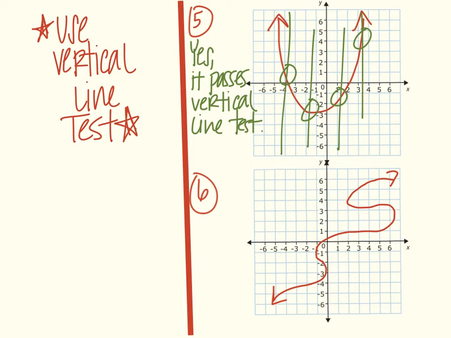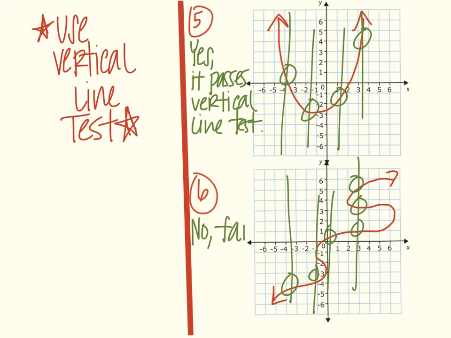Let's try number 6. Uh-oh, look right there. That crossed 3 times, so no, fails vertical line test. So again, each vertical line that you draw should only have one circle on it. So if you look here, only one circle. If you look here, we have 1, 2, 3 circles. That's why number 6 fails, because the x value, 3, repeats.